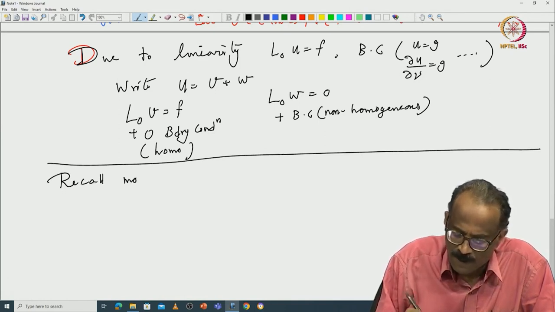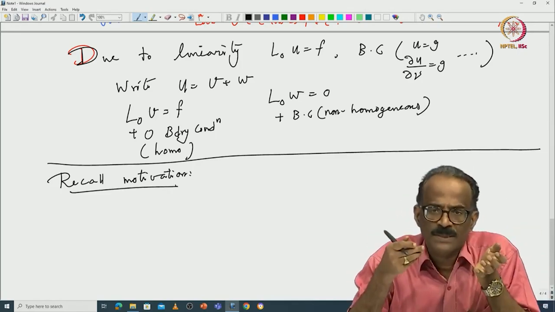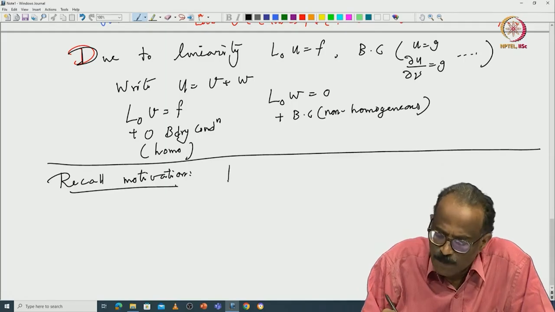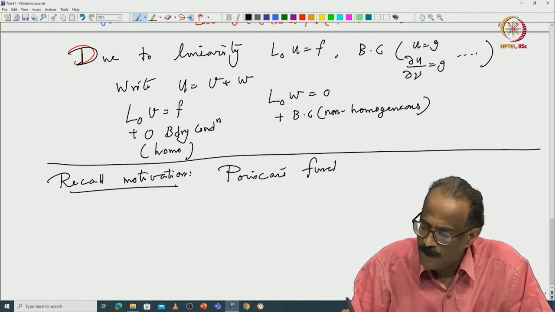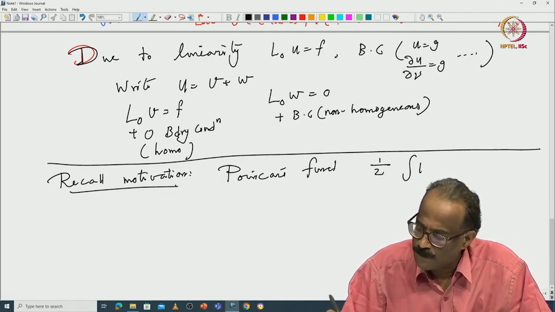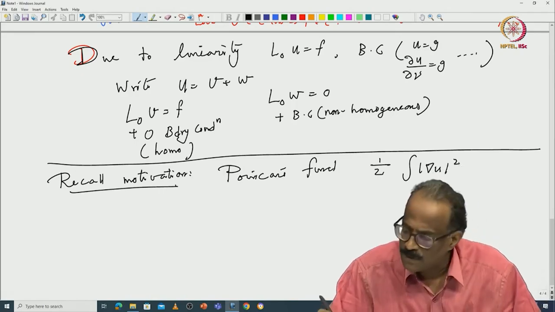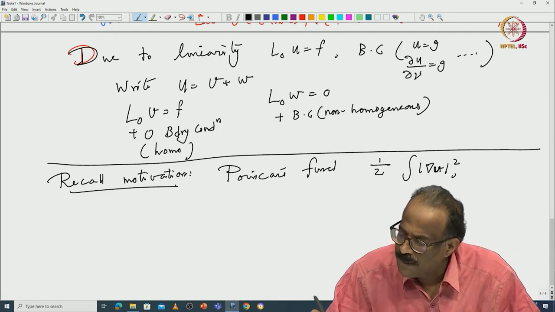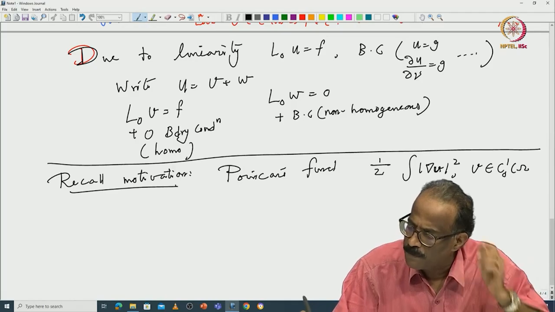So we will see how to do the variational formulation. Recall the motivation we gave during the first part of this course. There we considered the Poincaré functional, half of grad v square, with v in C1 naught of omega bar.